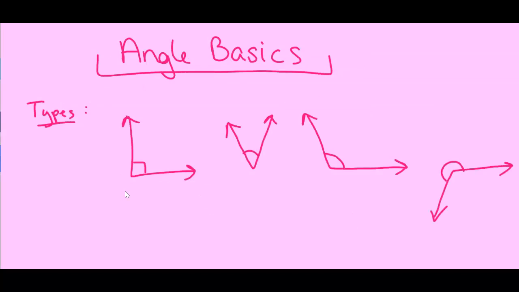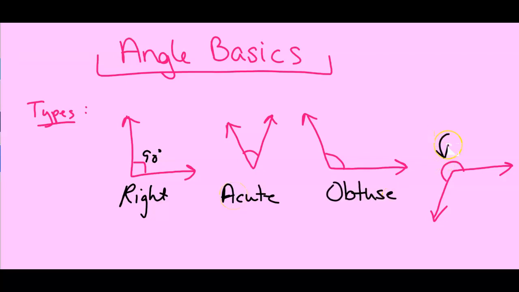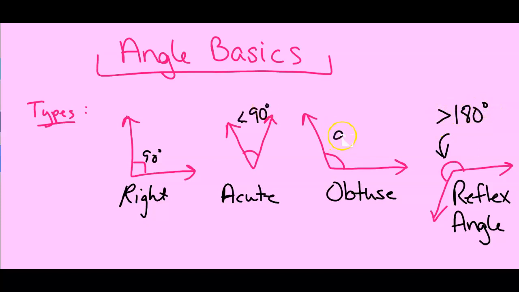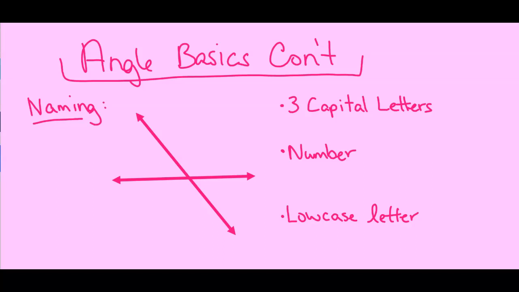Our different types of basic, singular angles are a right angle, which has exactly 90 degrees. We have an acute angle, or less than 90 degrees, an obtuse angle, and this one is a little less common. It's called our reflex angle. A reflex angle is an angle that is greater than 180 degrees.